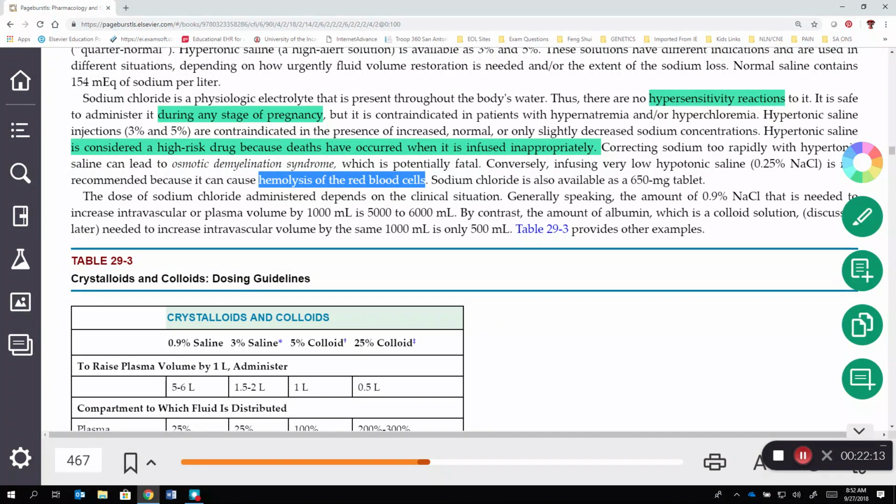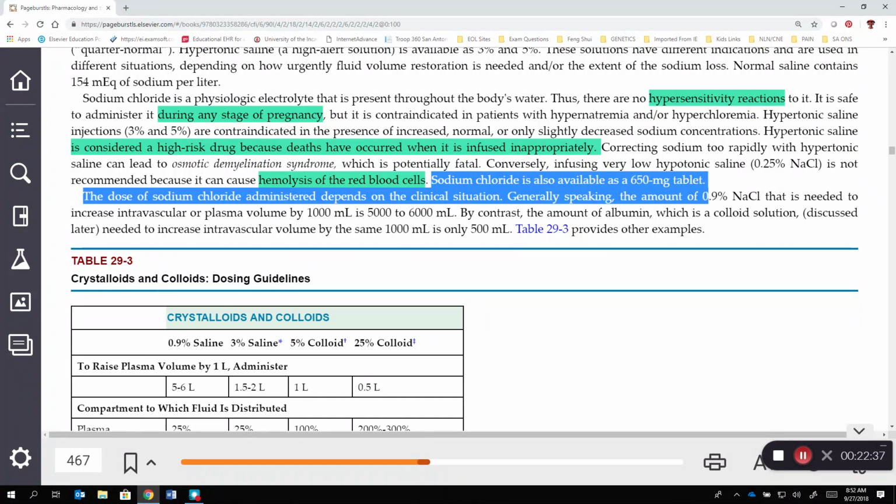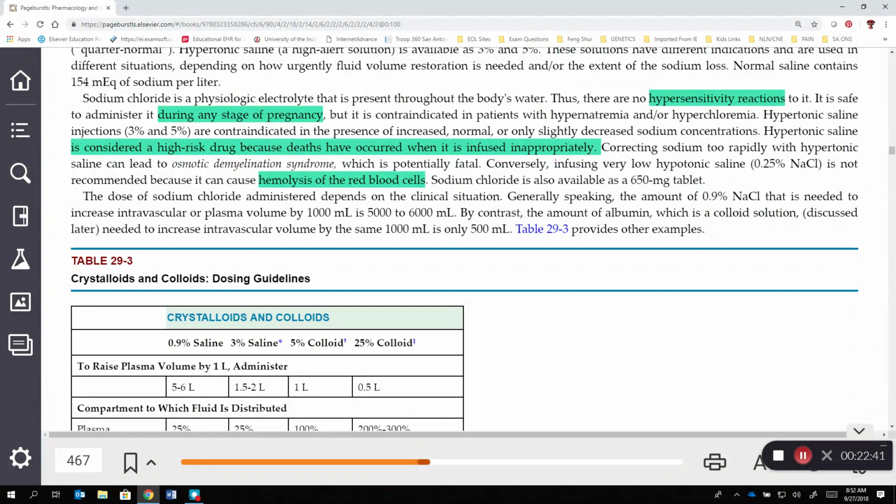You do not want your red blood cells lysing and exploding and dying because they're the carriers of oxygen. And if we lose our red blood cells, there's a whole lot of bad things that are going to happen in the body. We're talking about crystalloids, the liquid form of sodium chloride right now, and other IV solutions. But it makes a note here that you can get sodium chloride in a tablet form, and we'll talk about that in just a minute.